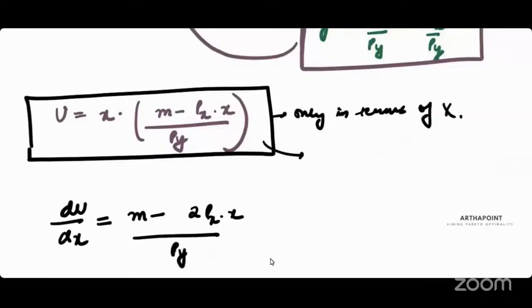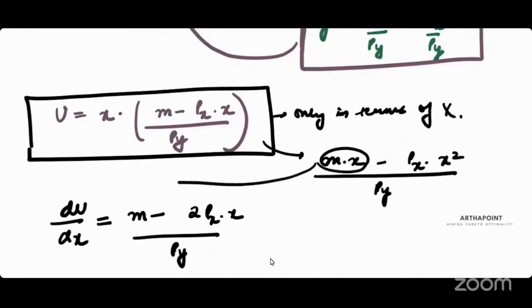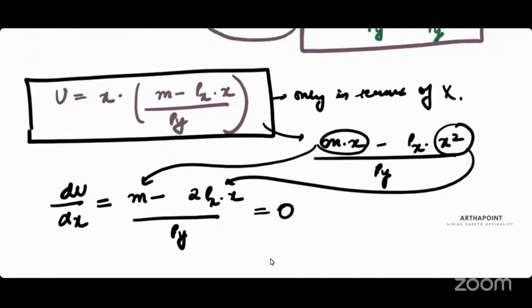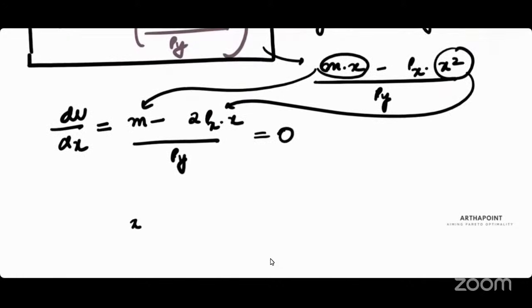This is simple, right? This is m into x minus px into x square by py. So differentiation of m into x is just m. Differentiation of x square is 2x into px, equated to 0. And from here, you will get x is equal to m by 2px.